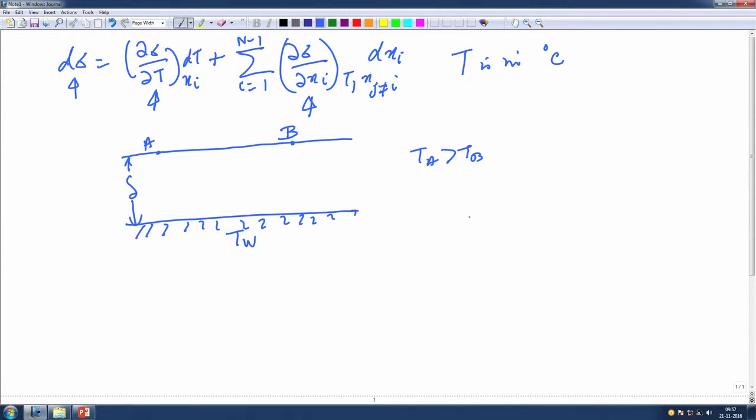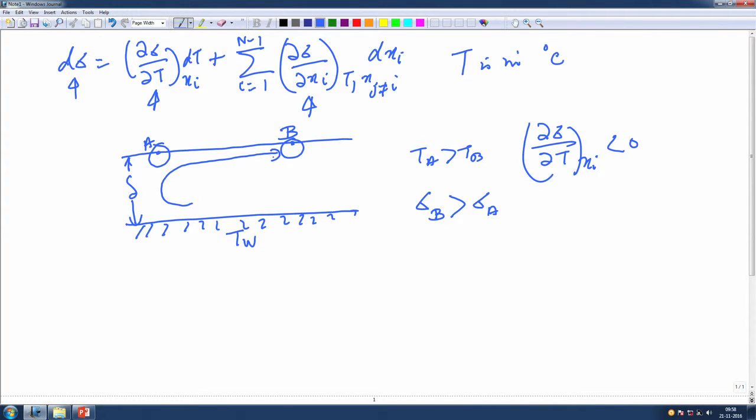So, naturally what will happen is that the surface tension magnitude at point A and point B will be different. Now, since surface tension normally decreases with increase in temperature, that means if Ta is greater than Tb, then the surface tension at B will be greater than the surface tension at A. Because this gradient is negative, it implies the surface tension normally decreases with increase in temperature. So, since B is at a lower temperature than A, its surface tension value is higher than A.